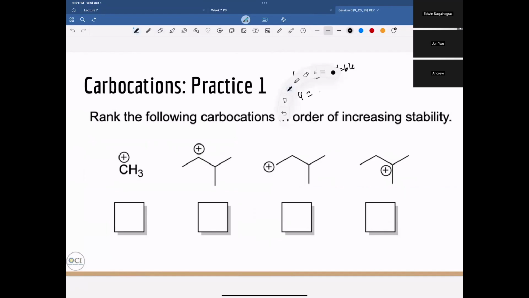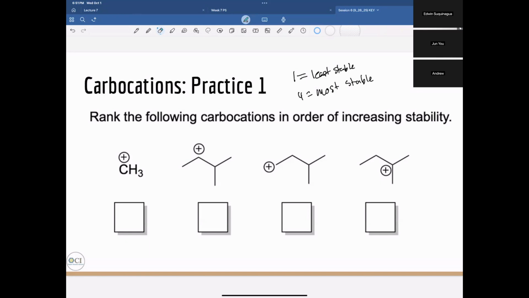And 4 is going to be the most stable. Try to rank these from 1 to 4. Let's do this together. This is the first example. What do you guys think the first molecule is? Is it the least stable, most stable, or one of the intermediates?